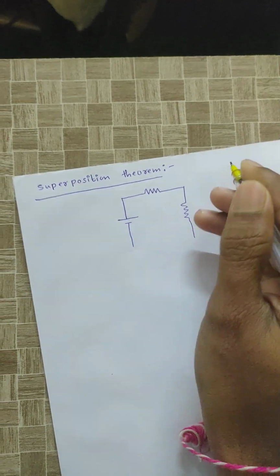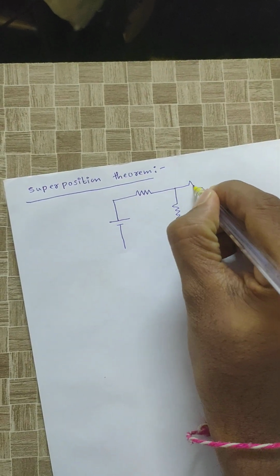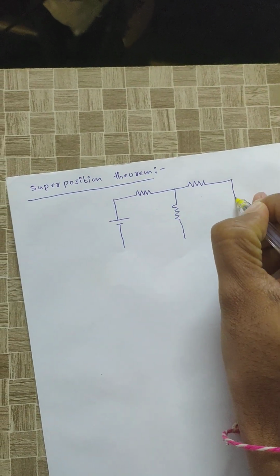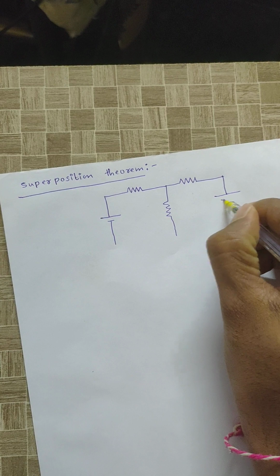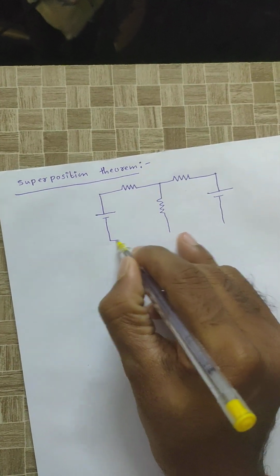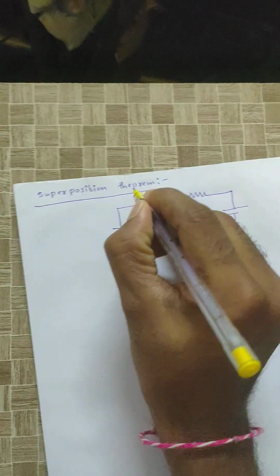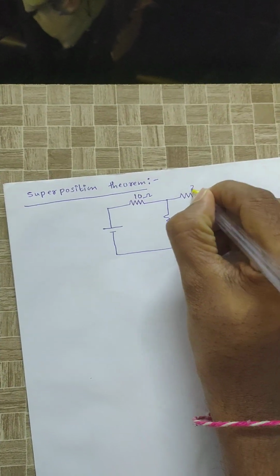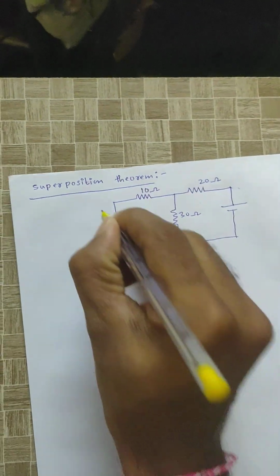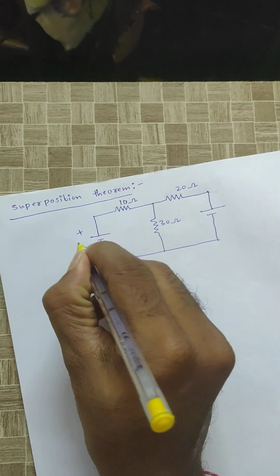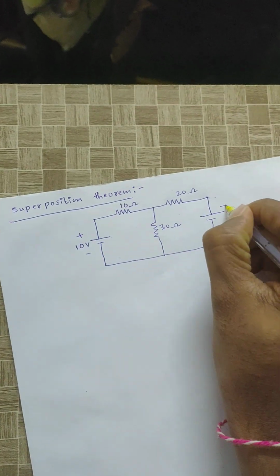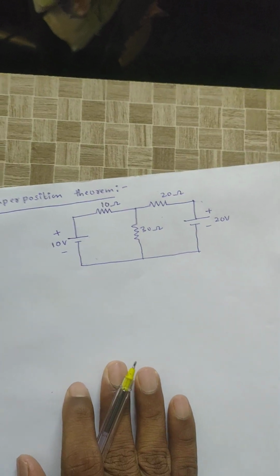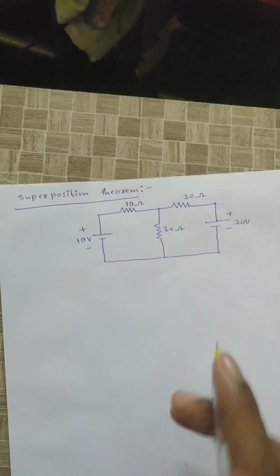Let us consider a circuit. In the circuit, I need to calculate the current flowing through the 30 ohm resistor by using the superposition theorem. The circuit has 10 ohm, 30 ohm, 20 ohm resistors, a 10 volt source and a 20 volt source.